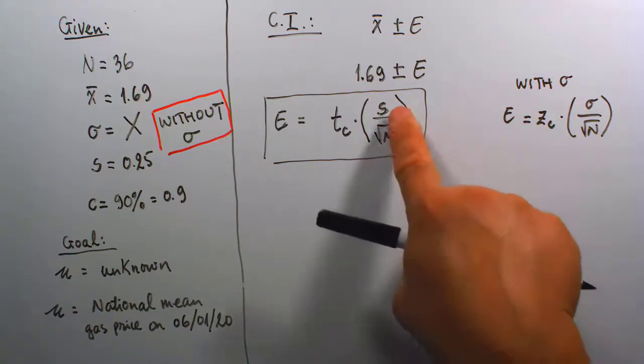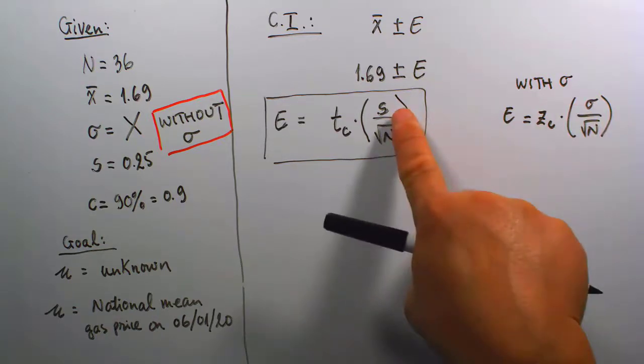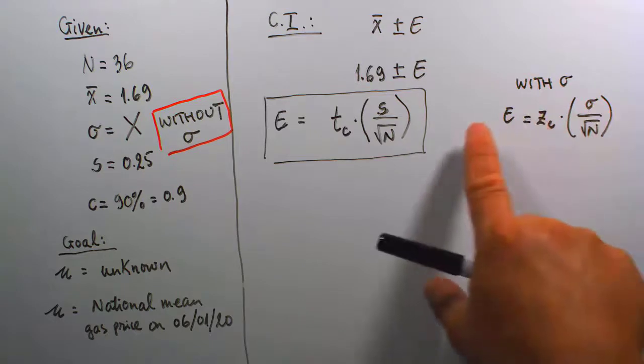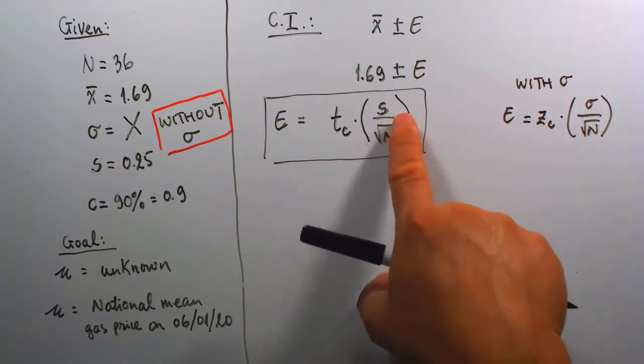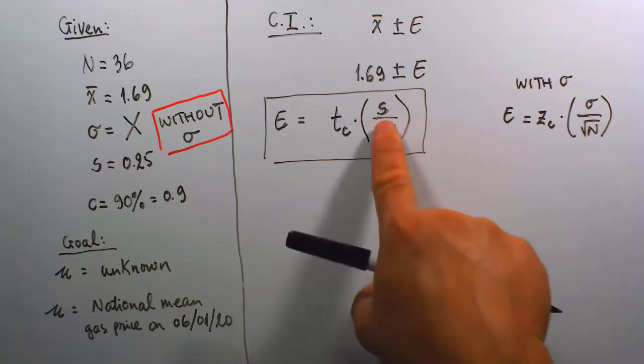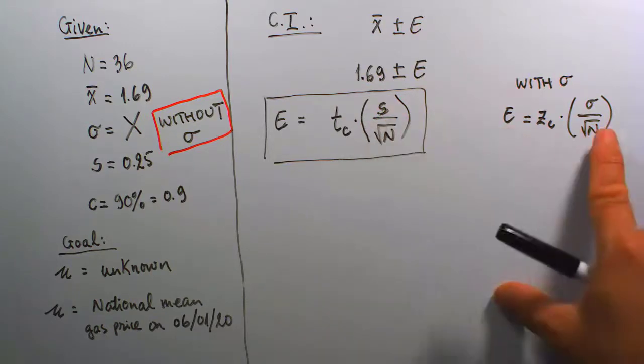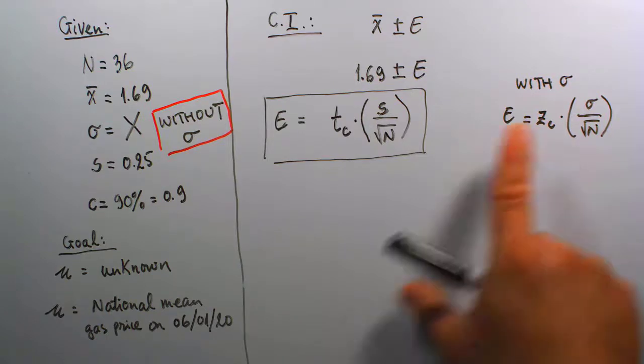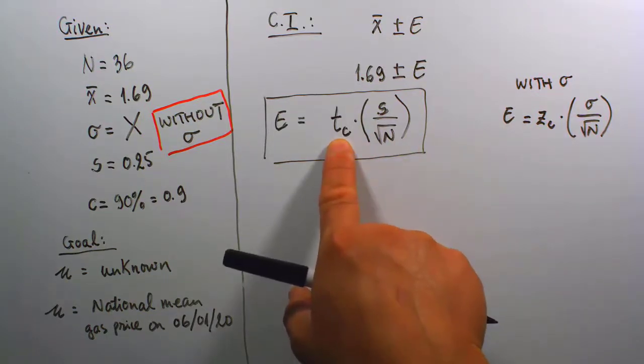And we're still using some kind of standard deviation, but here it is sample standard deviation instead of population standard deviation. And I made it clear that as soon as we switched over to using sample standard deviation instead of sigma, then the Z sub C can no longer be used. We have to use T sub C as an equivalent.